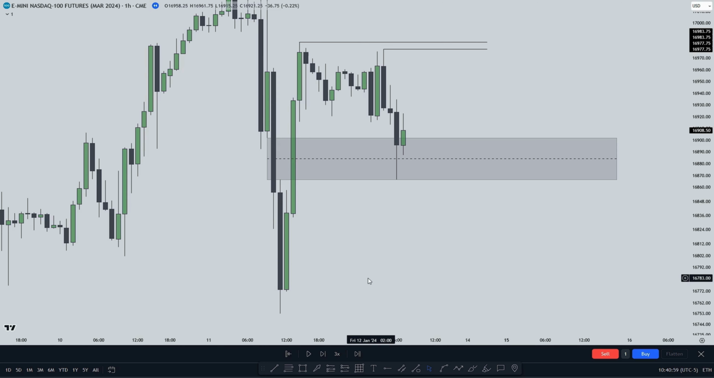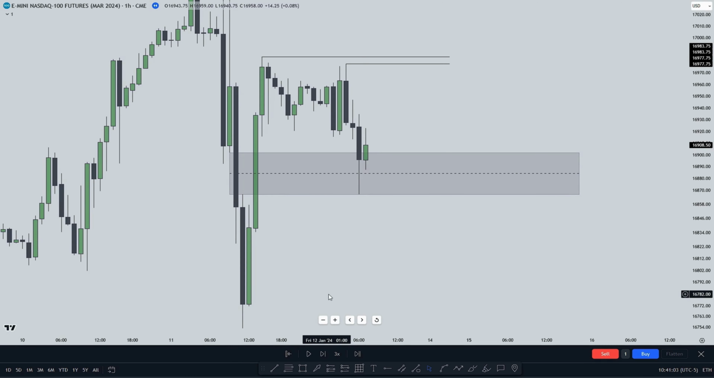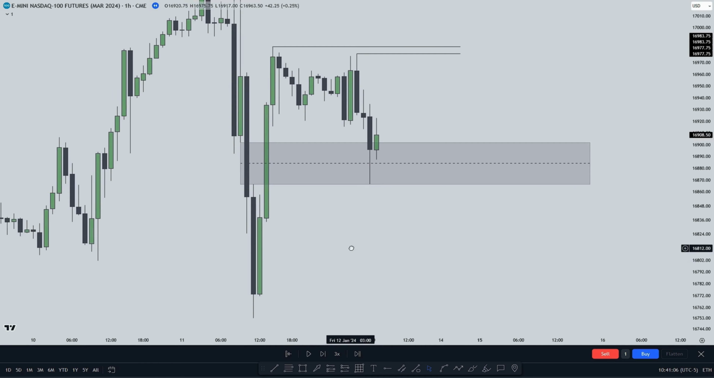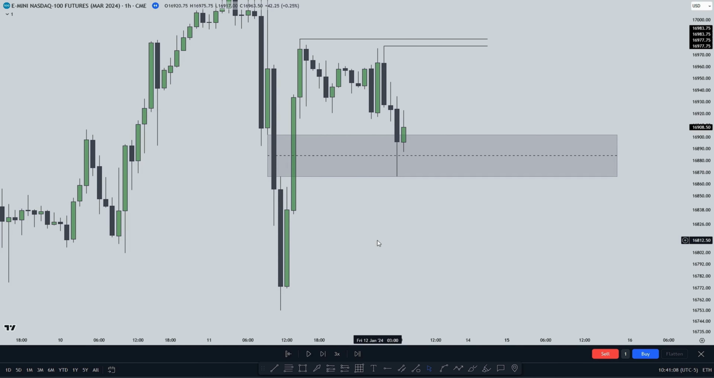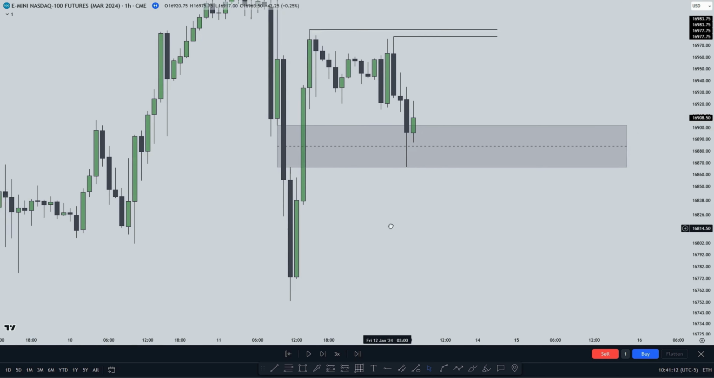So now, what is a draw on liquidity? A draw on liquidity is where price is most likely to go. So now, how do we know where price is most likely to go? We have to define or build up a bias.